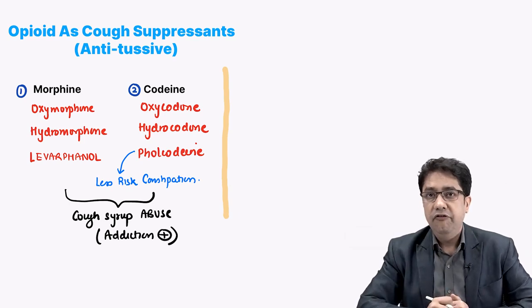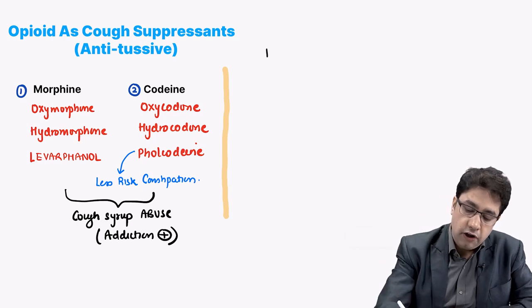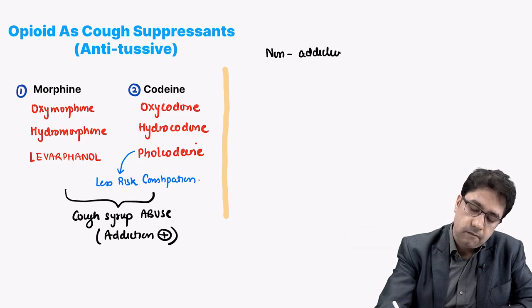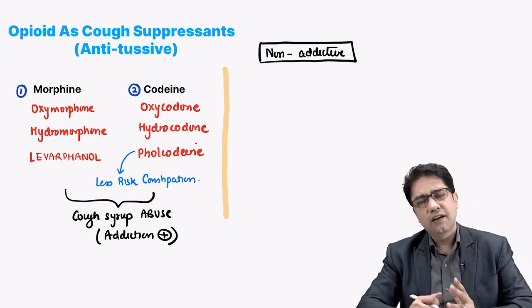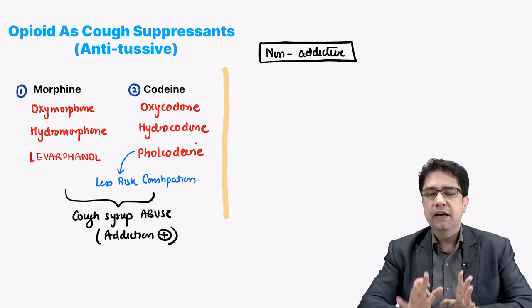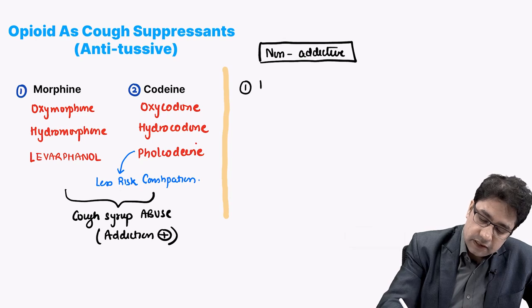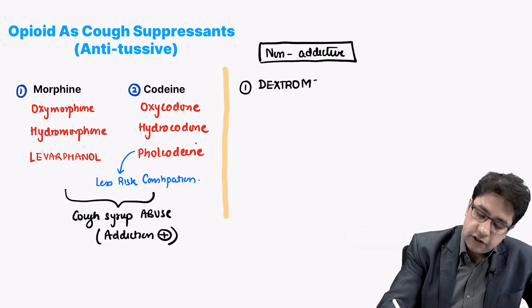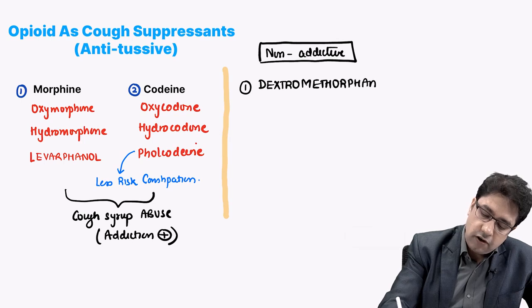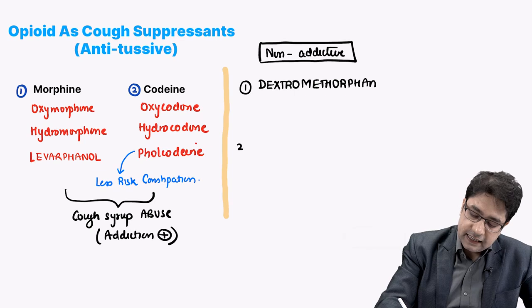That is why we have made non-addictive antitussive drugs. They are also derivatives of opioid, but they will not act on opioid receptor. So the first drug we have to remember is dextromethorphan. What is dextromethorphan? It is a cough suppressant or antitussive, and the second drug is noscapine.